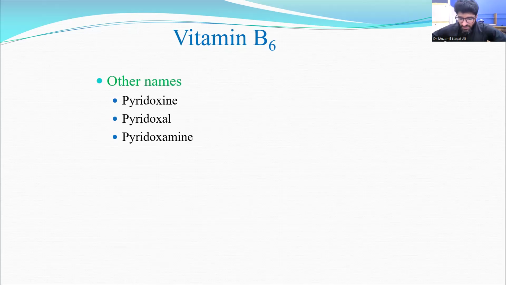Next is vitamin B6. Vitamin B6 exists in multiple forms. Pyridoxine, pyridoxal, pyridoxamine, all are converted into the active form, right? What about the active form of vitamin B6? The active form is PLP, that is pyridoxal phosphate, right? This is a coenzyme in amino acid metabolism and extremely high yield, right?